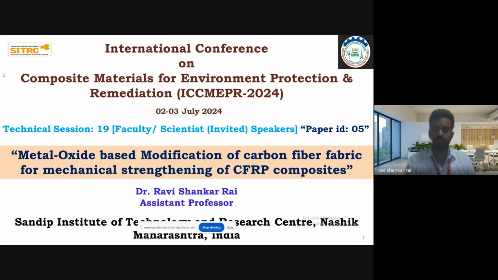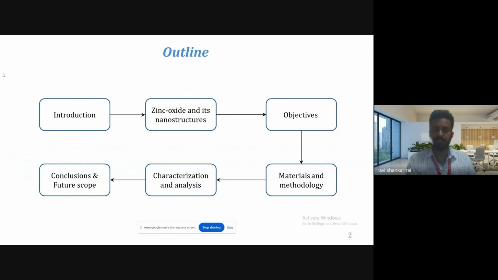I am Dr. Ravi Shankar Rai, an assistant professor in the Department of Automation and Robotics. Today, I am here to give my expert talk on the topic metal-oxide based modification of carbon fiber fabric for mechanical strengthening of CFRP composite material, which is carbon fiber reinforced polymer composite, on the occasion of the International Conference on Composite Material for Environment Protection and Regulation. Before going to the details, these are the outlines of the presentation.